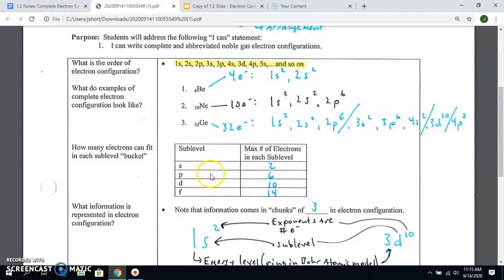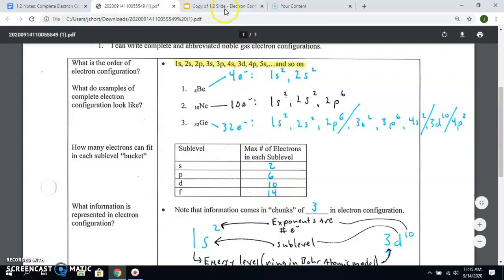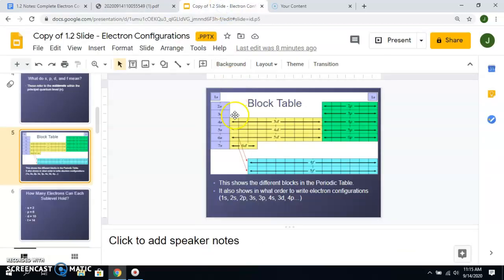S is a sublevel that can hold 2 electrons. P is a sublevel that can hold 6 electrons. D is a sublevel that can hold 10 electrons. And F is a sublevel that can hold 14 electrons. Now again, in the Edpuzzle, we took a look at this and we said, just like the S sublevel holds 2 electrons, there are also 2 vertical columns in the S block of the periodic table.